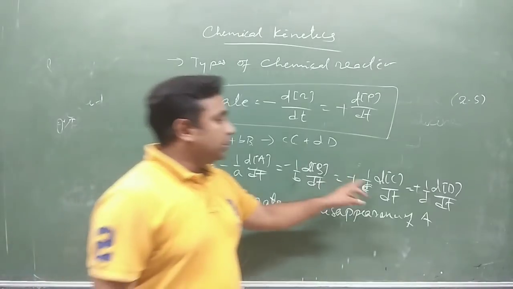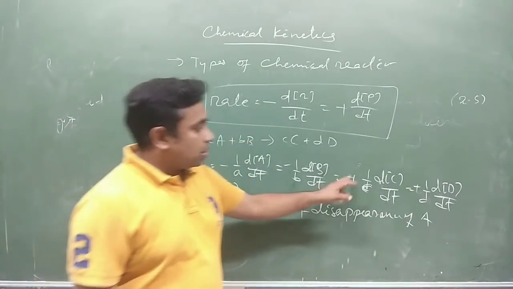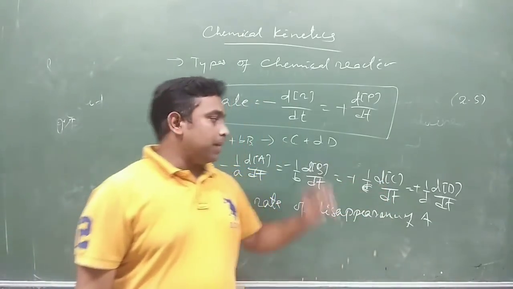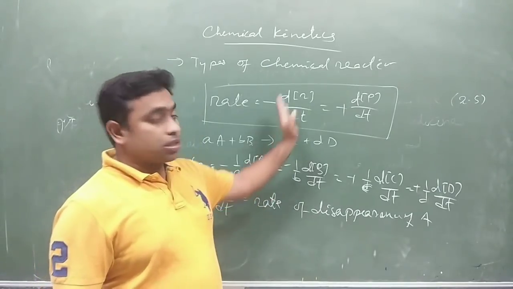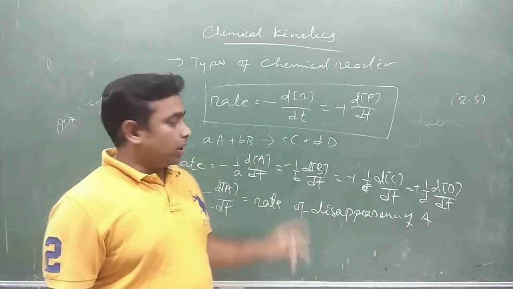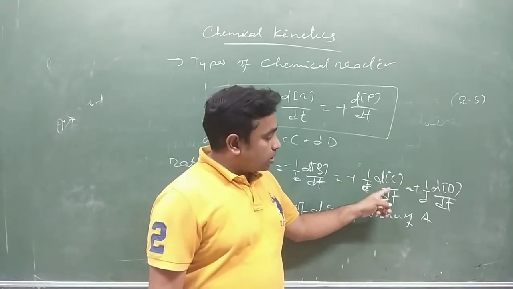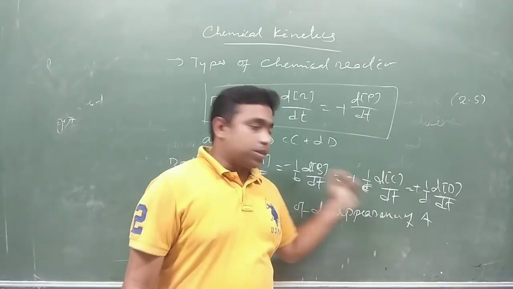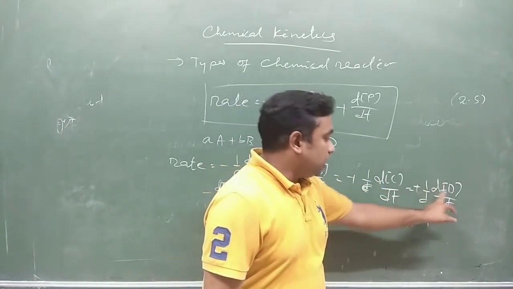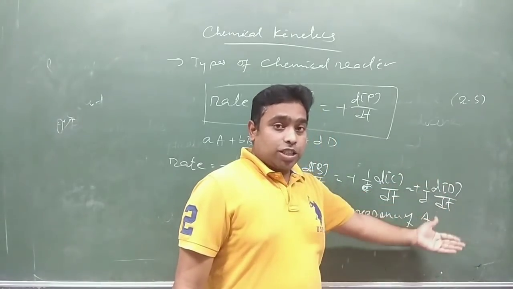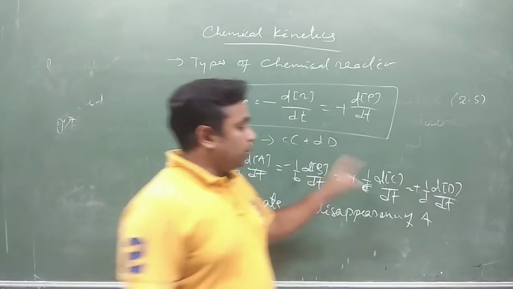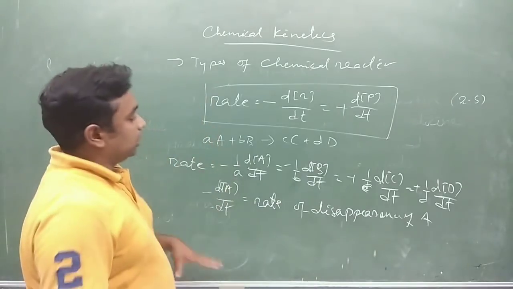And what is plus dC by dt? Plus dC by dt, it will be C formation. C is formed. That's why you can say rate of formation of C or rate of appearance of C. Similarly, dD by dt, rate of appearance of D or rate of formation of D. These things we have already discussed.